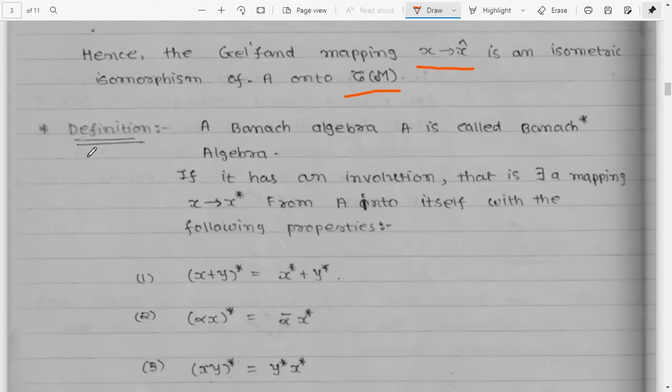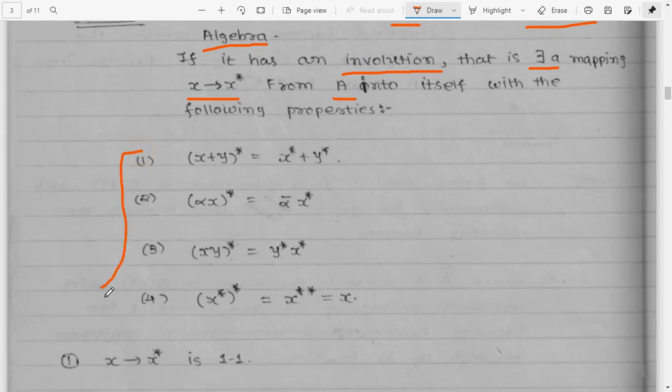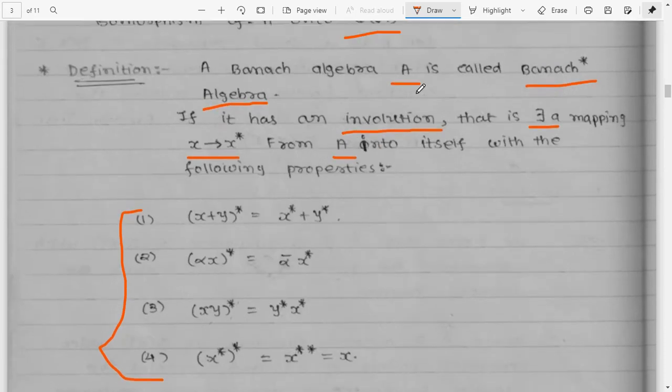Now, we see the definition of Banach star algebra. Let us see: a Banach algebra A is called a Banach star algebra if it has an involution, that is, there exists a mapping x to x star from A into itself with the following four properties. If the following four properties are satisfied, then it's called a Banach star algebra.